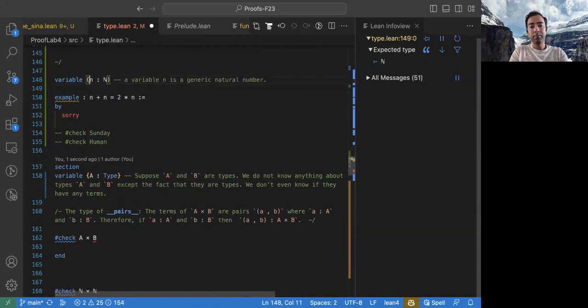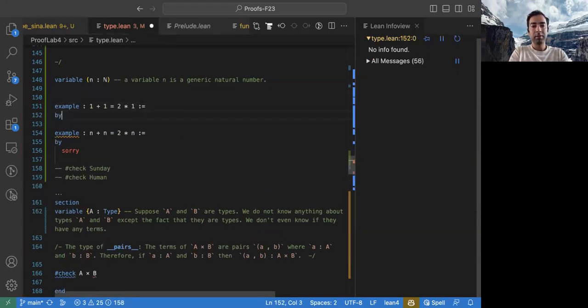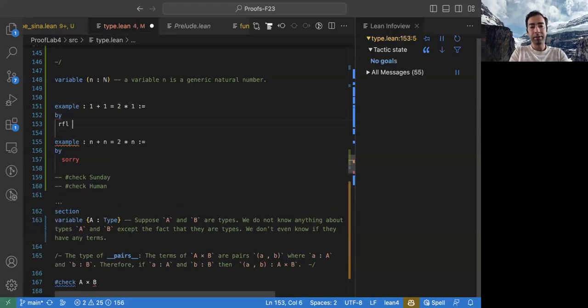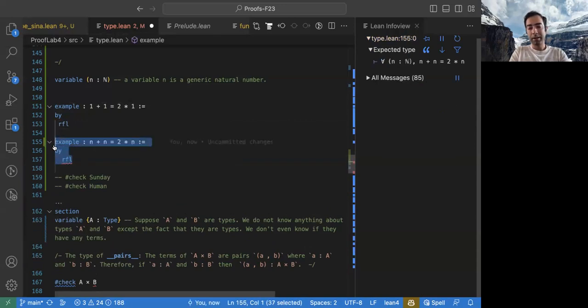For example, if I wrote 1 plus 1 equals 2 times 1, then you can prove this by reflexivity, right? But I doubt if you can prove this by reflexivity. Let's see. No. Because this is a stronger theorem. It's not about any specific natural number. It's about all of them at the same time.